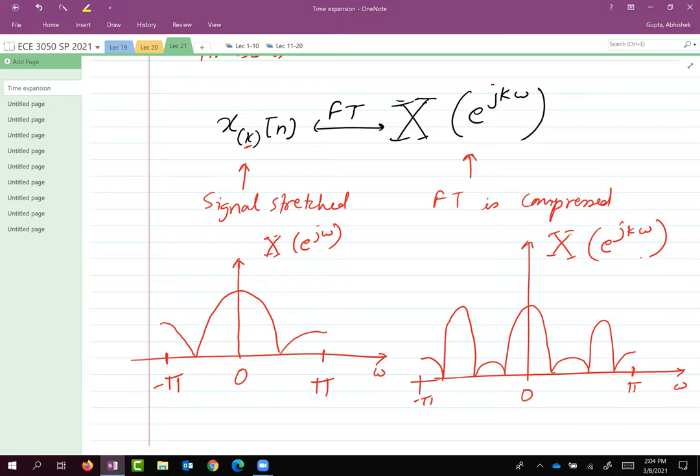There's a nice picture in the book. I should have copied that picture for our class, but I didn't, my bad. But there are nice pictures in the book that you can look at to understand this concept better. Maybe I'll put it up on the website after the class.